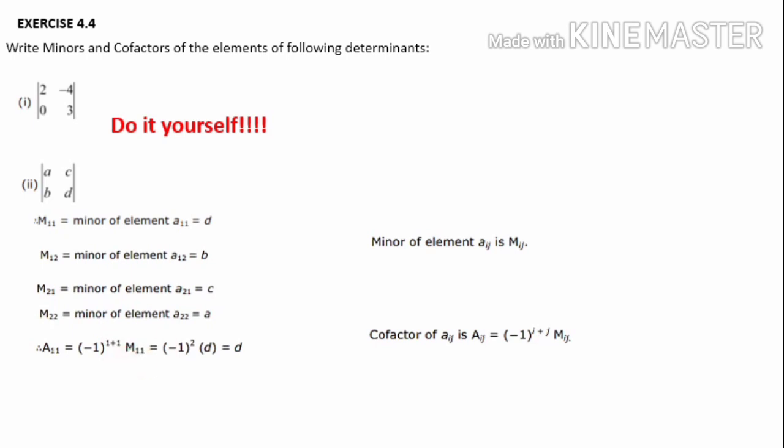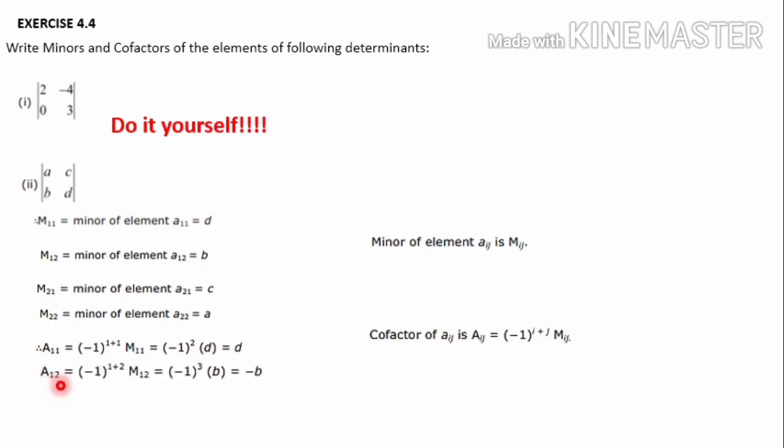That is equal to minus 1 the whole power 1 plus 1. 1 plus 1 is 2, and M11 we have already calculated, that is D. So minus 1 the whole power 2 into D, that is equal to D. So here minus 1 the whole square is plus 1, so the value sign is not changing, it is D.